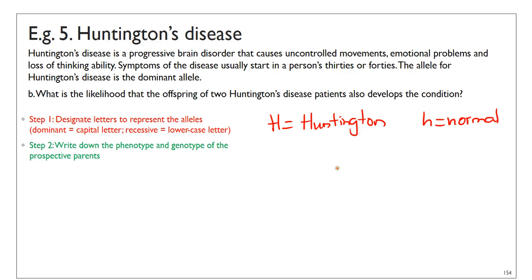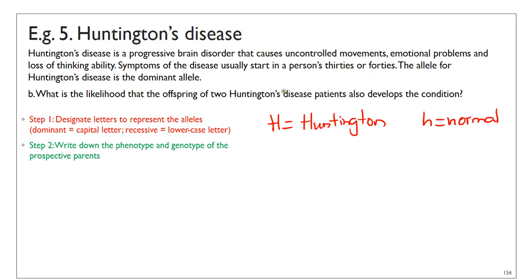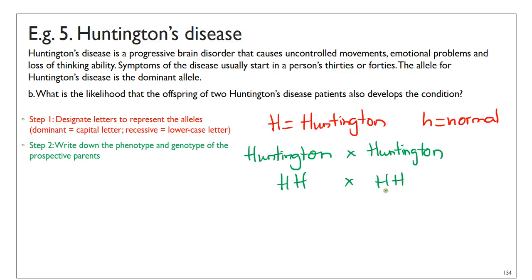And then we're going to talk about the phenotype and the genotype again. In this particular case, both parents have the condition, so the phenotype is both of them have Huntington. Now the genotype, there are two possible combinations here. Either they are both dominant. I don't think I even need to draw a Punnett square for this one. If both parents are homozygous for this gene, then there is a 100% chance that the child will have the condition.